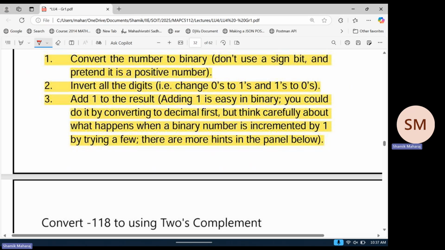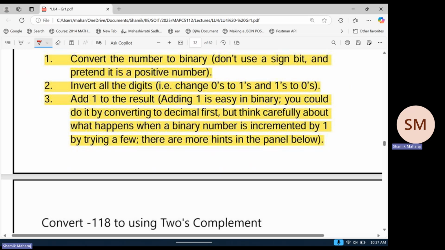Step 2 then says invert all the digits. So you change zeros to ones and ones to zeros. You flip all the binary digits of your answer. That's step 2. And step 3 is to add 1 to the result. So we're working with a binary number, so you have to add a binary 1 to the result, which is not as difficult as it seems.